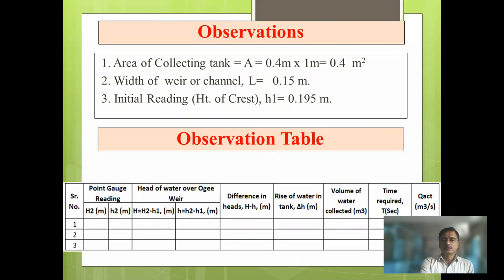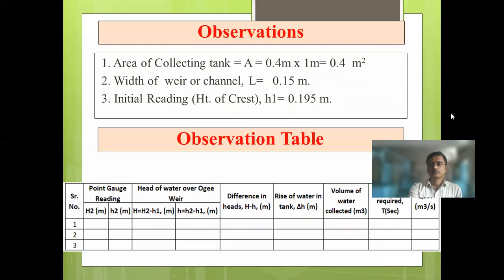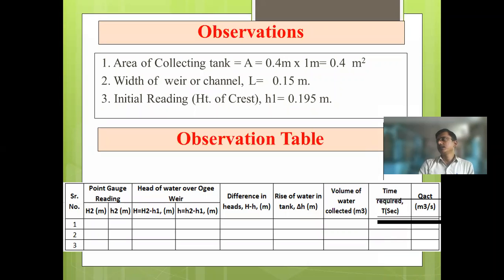The observation table is somewhat bigger. You can make it on the drawing paper horizontally. If it is not fitting vertically, prepare the table horizontally. Columns: serial number, point gauge reading H2, capital H2, small h2, the head of the water over the weir, capital H, and small h, the difference in the heads, that is capital H minus small h, rise of water in the tank delta H, volume of water collected in the tank, time required, and actual discharge.